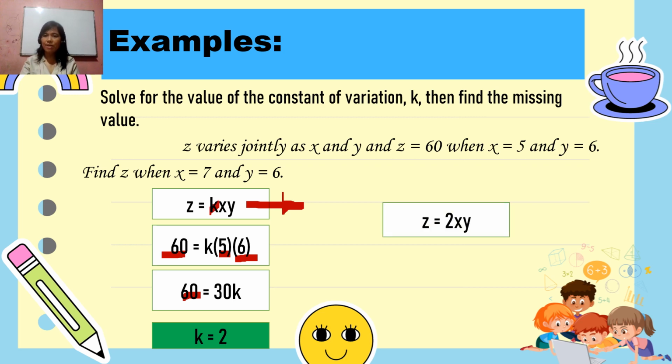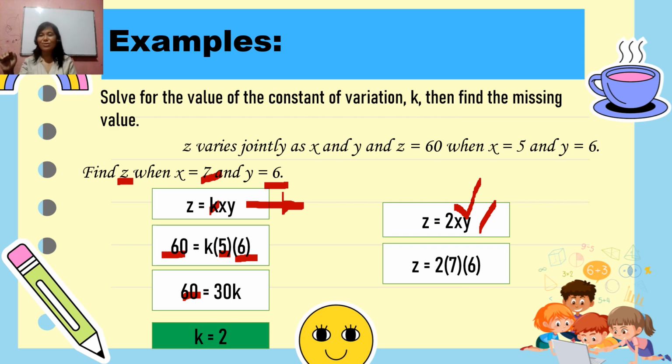So, you're going to have z equals xy. Tapos, balikan mo yung tanong, continue with, find z when x equals 7 and y equals 6. So, dito, substitute ka na ulit dito sa x tsaka sa y. Okay, so, x will become 7 while y will become 6. And then, kasi dire-diretso lang yan, tuloy-tuloy lang, multiply mo na lang sila lahat. 2 times 7 is 14 times 6, the value of z is 84. Yun. Madali?